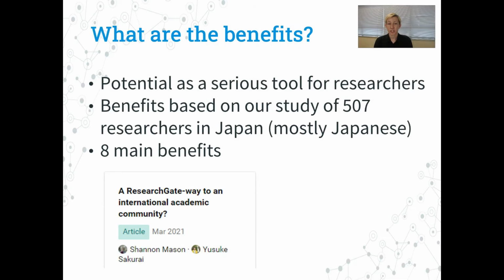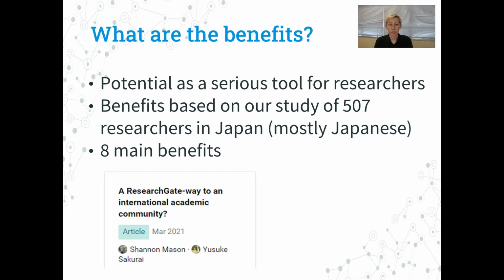So ResearchGate and other academic social networks have the potential to be a serious tool for researchers. There are a number of benefits, and we surveyed around 500 researchers in Japan. Most of those were Japanese, with a small percentage being foreign researchers working in Japan.